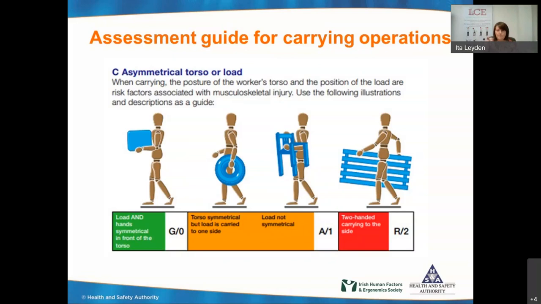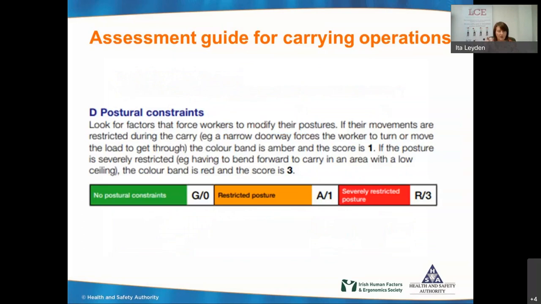And again, we look at postural constraints. We're now on D on the process flow. Again, what we're looking at is factors that force the worker to modify their posture. That might be restricted access, for example, a narrow doorway that forces the person to turn or move the load to get through. If that's the case, it's a number 1. Or if it's severely restricted, having to bend to carry in an area with a low ceiling, that would be a red 3.